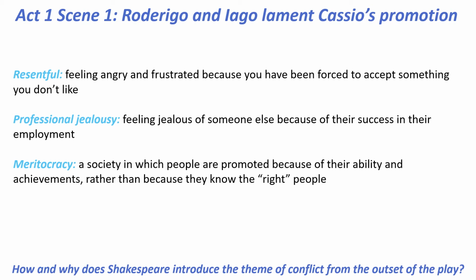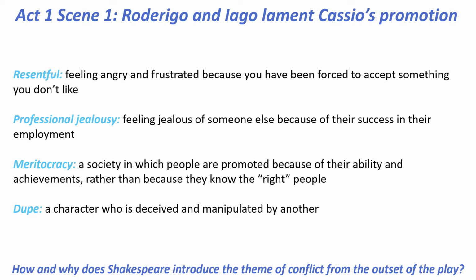And in lots of ways, Othello has been the beneficiary of living in a society which is similar to a meritocracy. Othello has been promoted through the ranks in the army because he's good at what he does. A dupe as well is an important word. So Roderigo is the dupe in this scene. He's the character who's deceived and manipulated by another. And Roderigo is a very comic character at the start of the play.